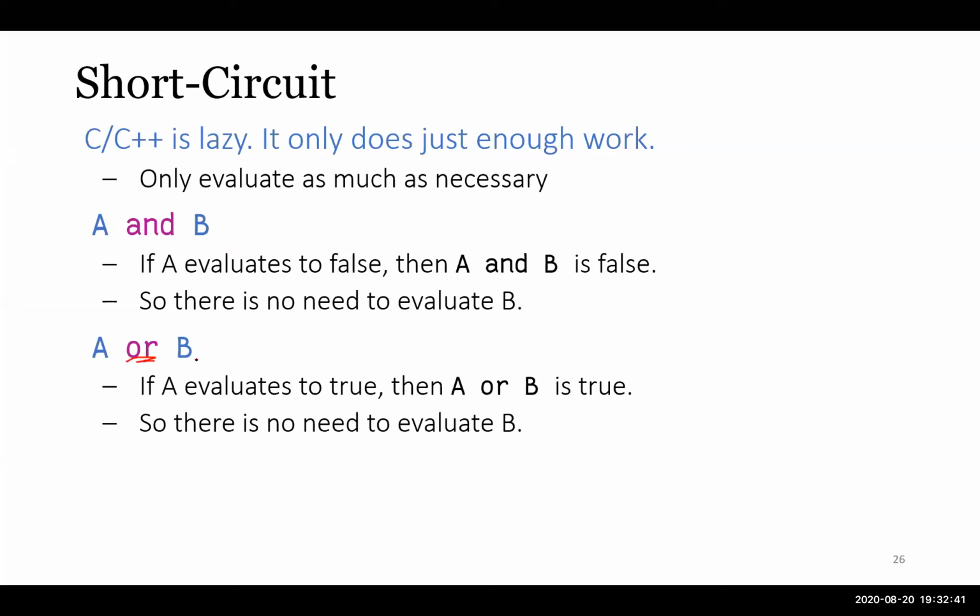OR only requires one of them to be true. So again, C++ will evaluate left to right. If A becomes true, then the OR naturally becomes true, so B is not touched at all. Okay, so this is what happens in short circuiting. There's no need to execute B.